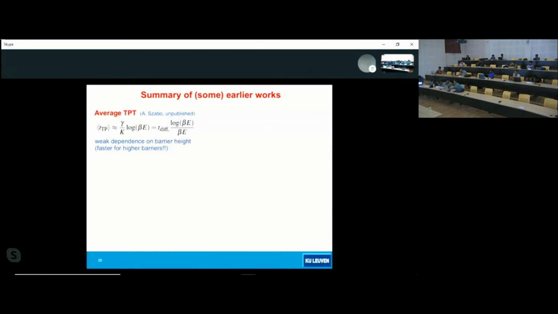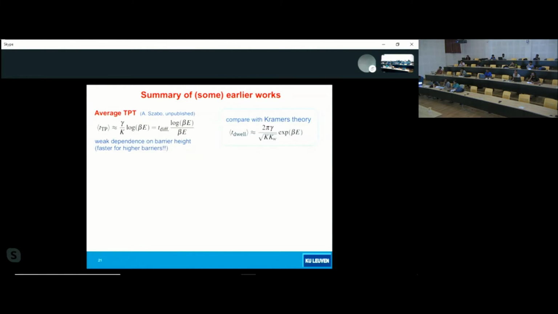Gamma is the friction coefficient, k is the curvature of the barrier, times log of beta E. Or you can rewrite this if you use the characteristic diffusion time, multiplying the log of beta E divided by beta E. And this is very surprising if you recall the Kramers time. The higher the barrier, the longer it takes to cross. But for transition path time, it is the opposite. It's a decreasing function of the energy of the barrier height.